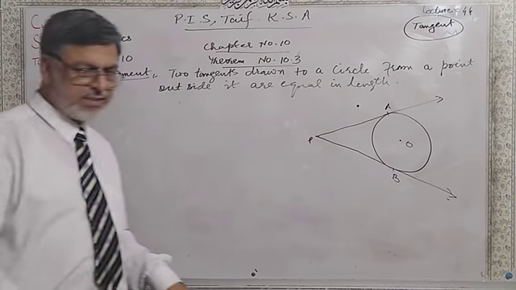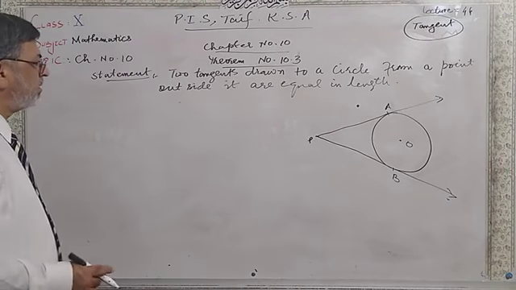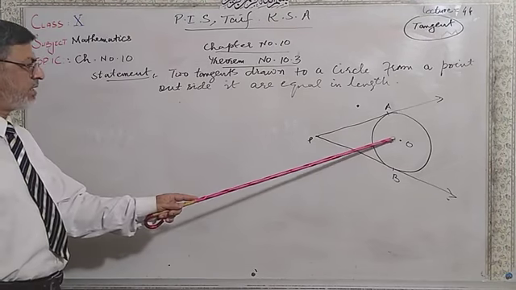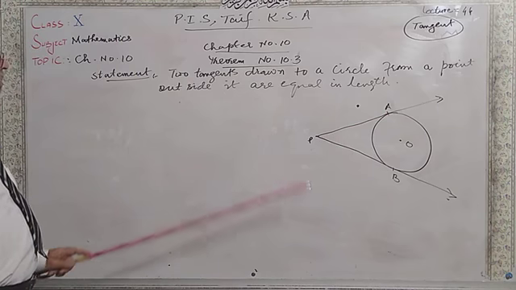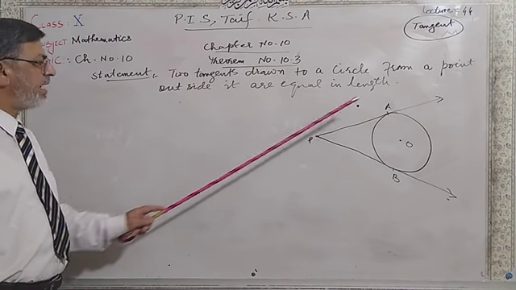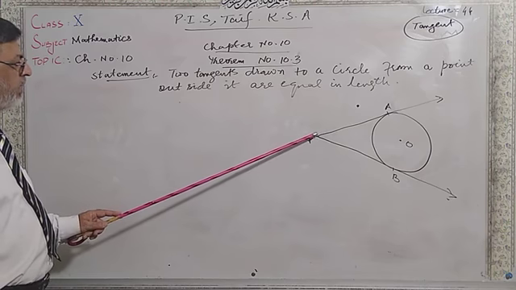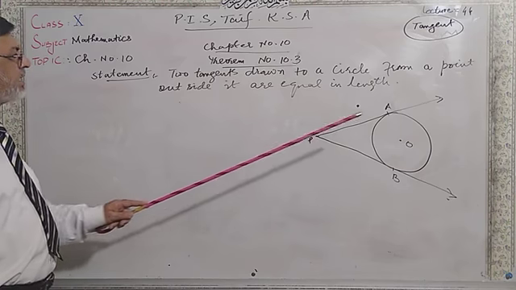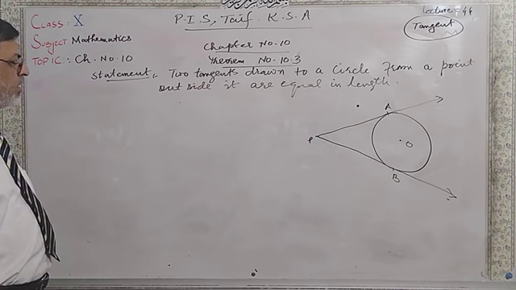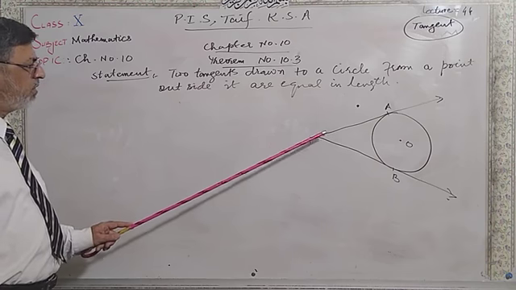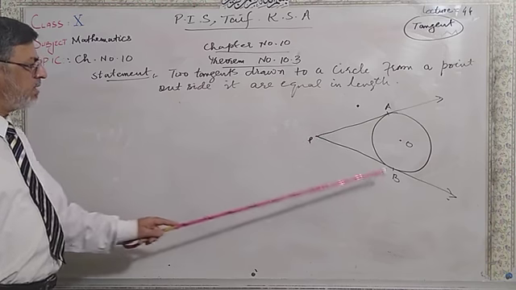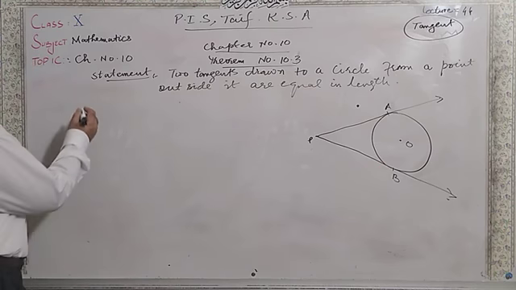So dear students, what is given? A circle with center at O. Two tangents PA and PB are drawn from a point P which is outside the circle. So what is to prove? PA is congruent to PB.